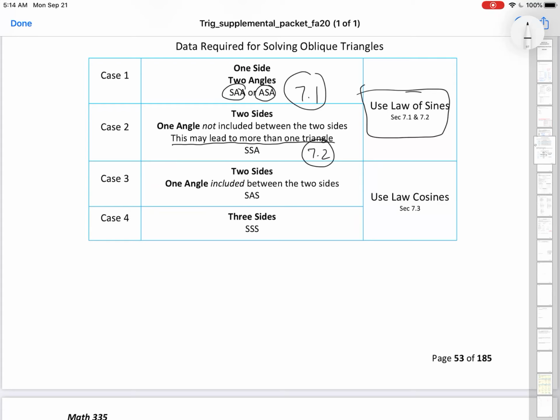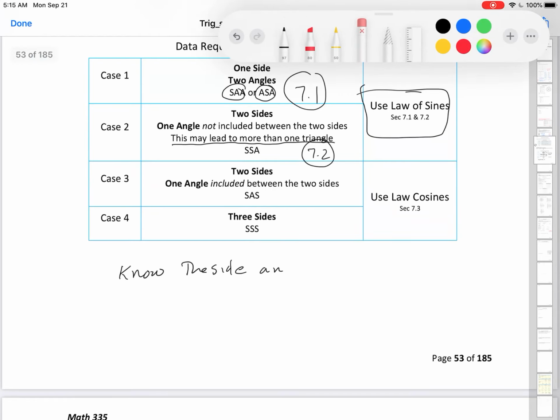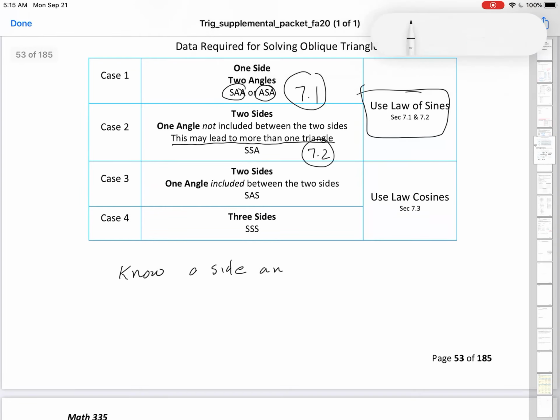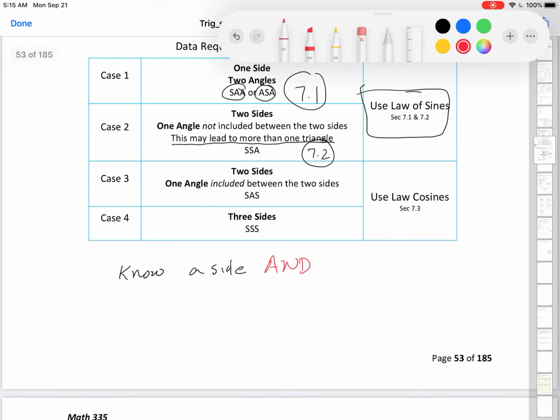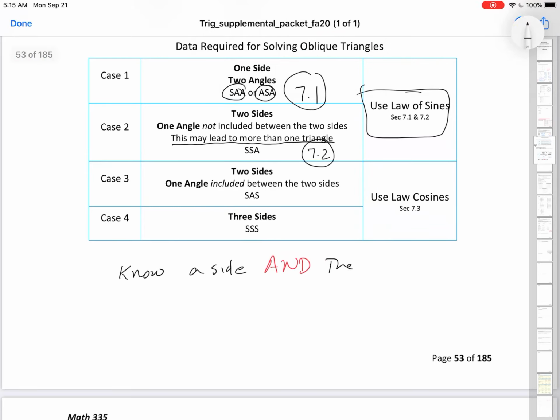Just taking a little aside, if you know a side, and the angle opposite it, you use the law of sines. And if you don't, then you use the law of cosines.